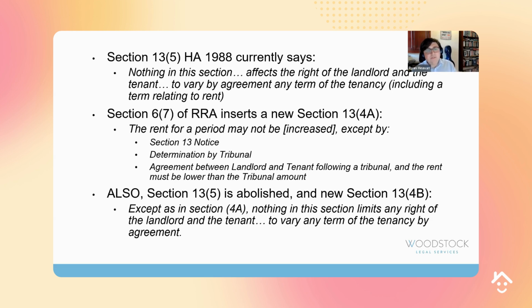Also, Section 13(5), which is that top paragraph in italics, which is currently the law, that says you can agree it, that's being abolished. And what there is instead is a wording in Section 13(4B), which is very similarly worded, but not quite the same. It says, except as in Section 4A, so that's that list of 3 bullet points in the middle, nothing in this section limits any right of the landlord and tenant to vary any term of tenancy by agreement.